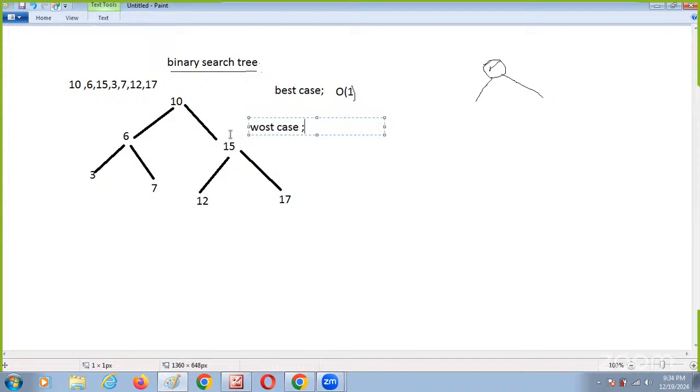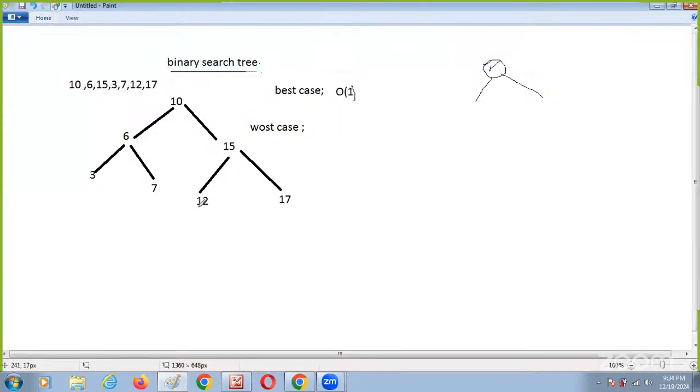What is the worst case here? Suppose I want to search for the element 3. How many comparisons? First 10, next 6, then 3. Like this I have to go, right? How do we check? Is 3 less than 10 or greater than 10? 3 is definitely less, so I cannot go to the right-hand side. I have to go only to the left-hand side, because 3 should be present on the left-hand side only.